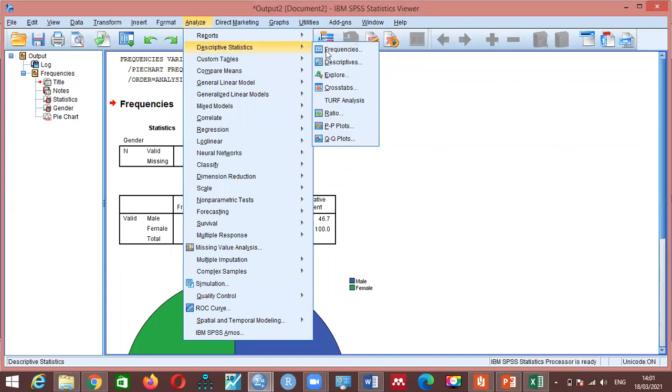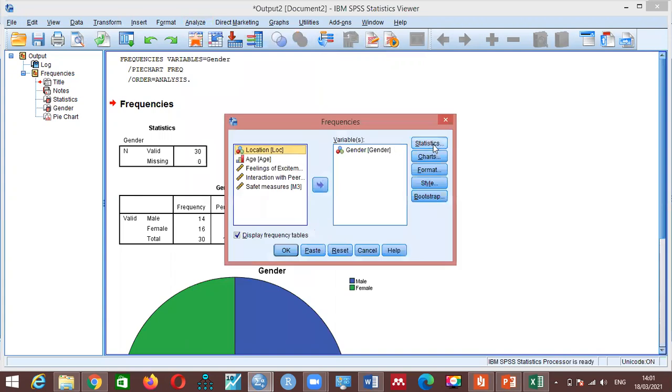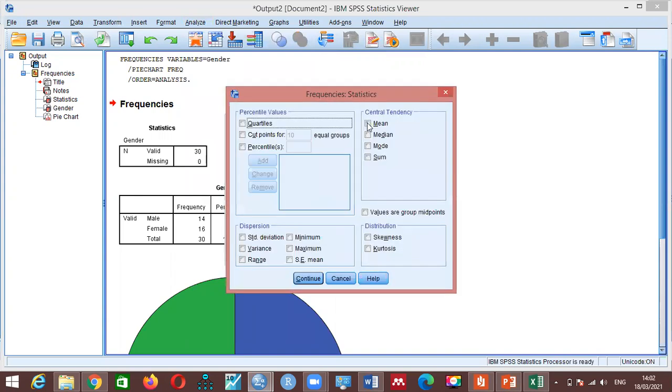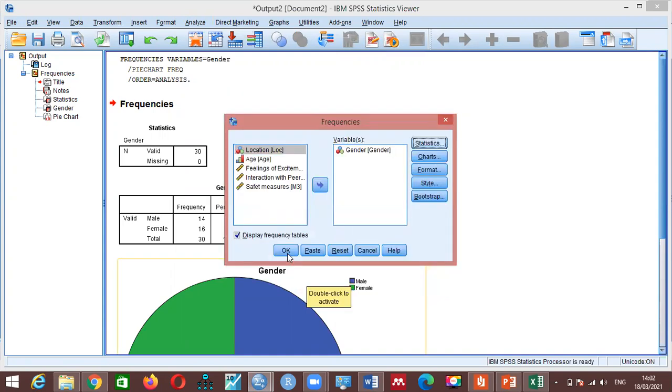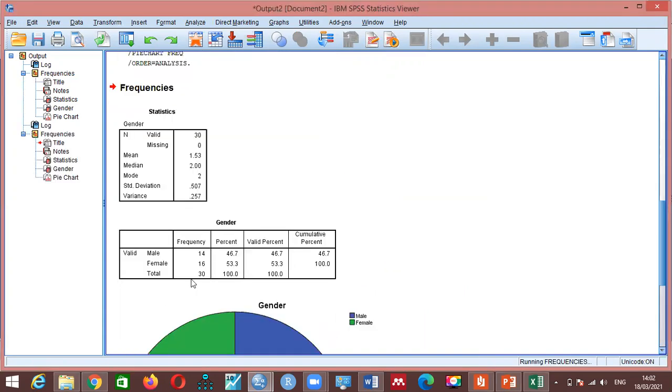Let's say we want to check for the mode. Let's say mean, median, mode, standard deviation, and variance. Let's see what happens. Great. So it gives it, can you see this table?